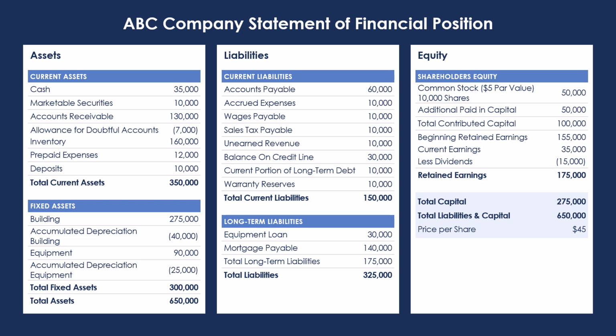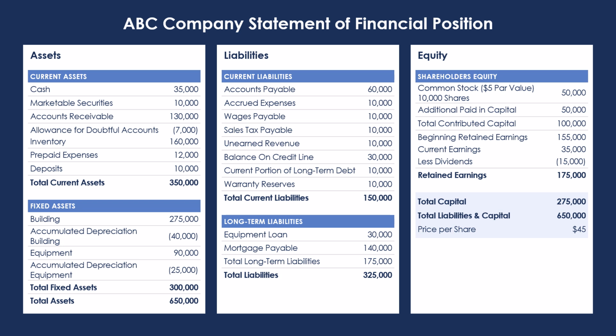In this slide, we see the statement of financial position for the ABC company. In the asset section, we have $350,000 in current assets. Assets that will be converted to cash or consumed by the business in the current year. Fixed assets are $300,000 with contra assets. Accumulated depreciation of $40,000 on buildings and $25,000 on equipment. Total assets of $650,000.